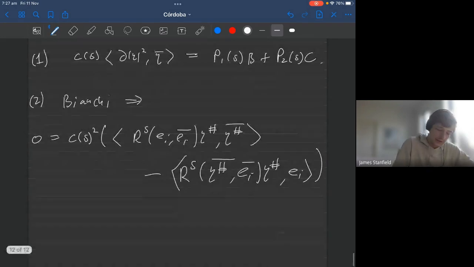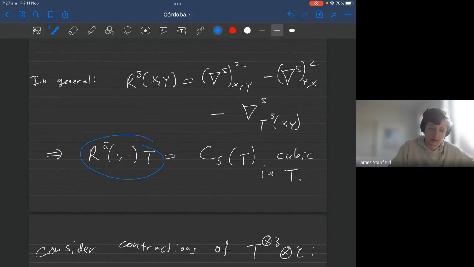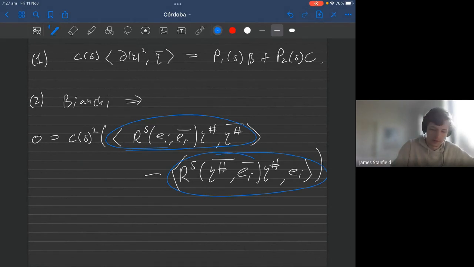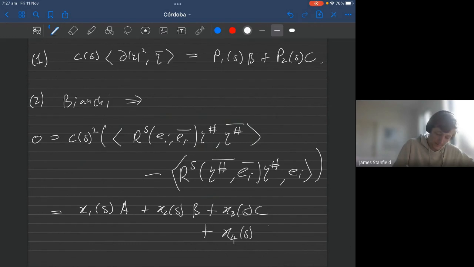Okay, and so you can see now, because I essentially have formulas for R^S acting on T, right? I can directly compute this, and I can directly compute this using those formulas. And so I get 0 being some polynomial in S times A plus some polynomial in S times B plus some polynomial in S times C. And there's a fourth function that we have to deal with, but that's okay. It's this function, right? So it's the derivative.